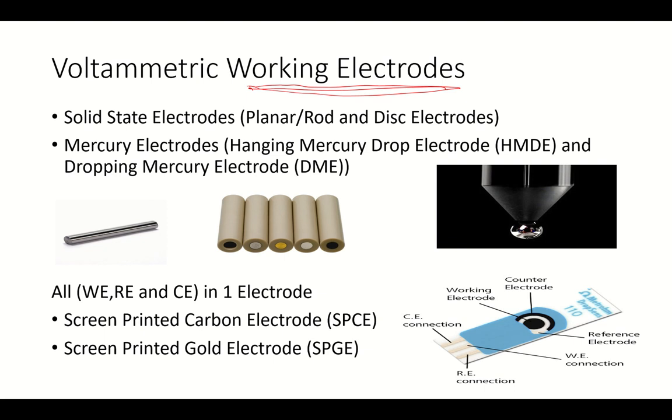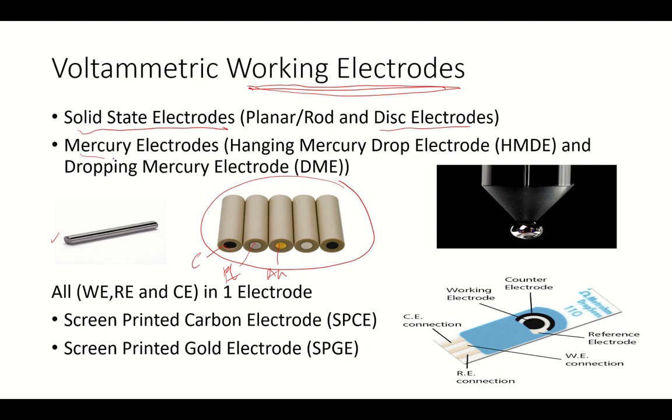There are different forms of working electrode. One is the solid state electrode, which could be in planar form or rod form. This is an example of a rod, a working electrode in rod shape. This one is carbon, this one is probably gold, and this one is probably platinum. All these are called solid electrodes. You need to know the size, the exposed area, of the working electrode.